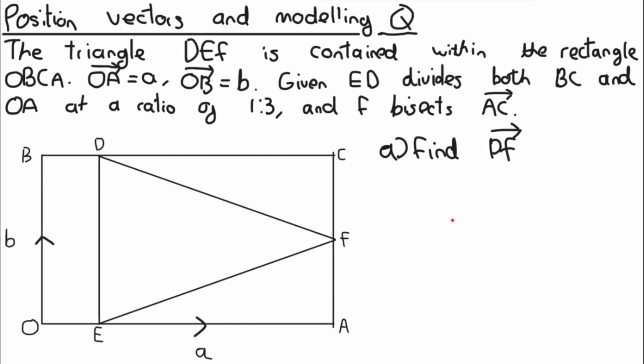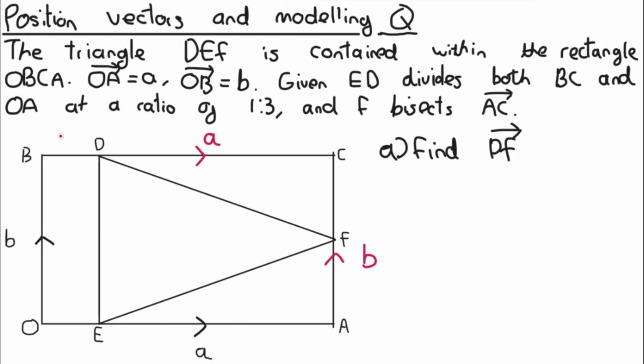So the first thing you can realise is that this side here is also going to have a vector of B, because it is the same size and is parallel to this side over here, and it's the same for this side up here. This is going to be A because of this side over here. Now we need to find DF, and this is all to do with the ratios that they give us. It tells us that ED divides BC in the ratio of 1 to 3.